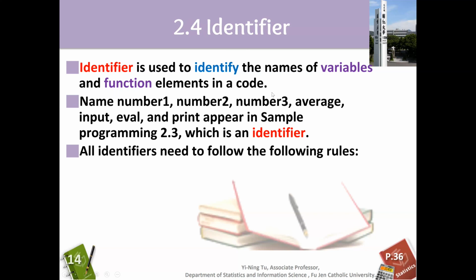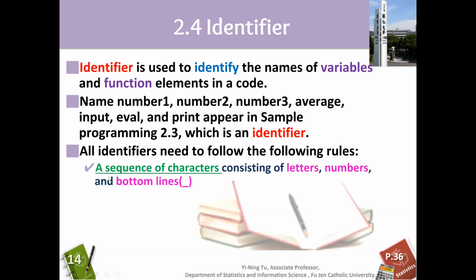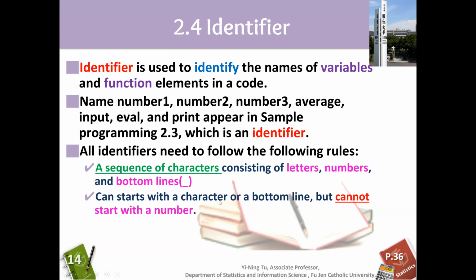Why do we have to talk about this part? Because in the following part, especially in chapter 6, we will teach you how to make a new function by yourself. So you have to determine what kind of words can be an identifier. An identifier is a sequence of characters consisting of letters, numbers, and underscores. It can start with a letter or an underscore, but cannot start with a number. For example, it could be underscore 1, but cannot be 1 underscore. And it cannot be a keyword.